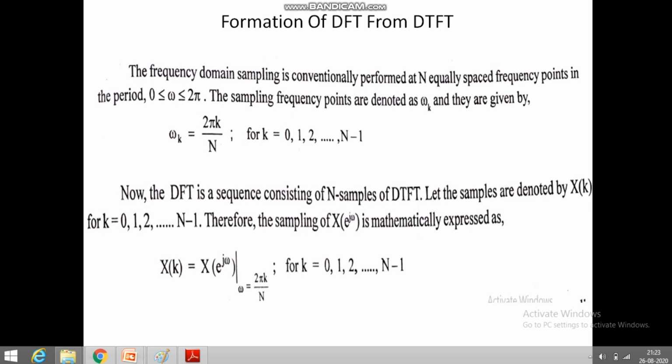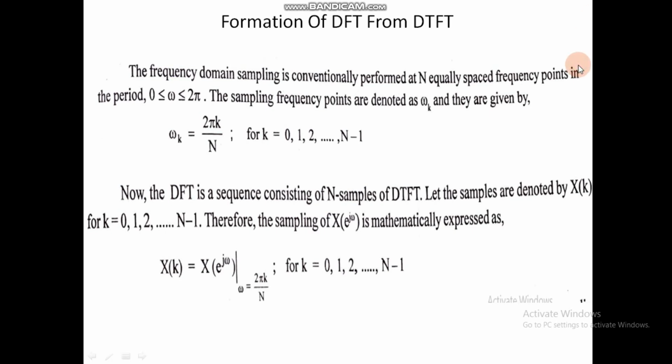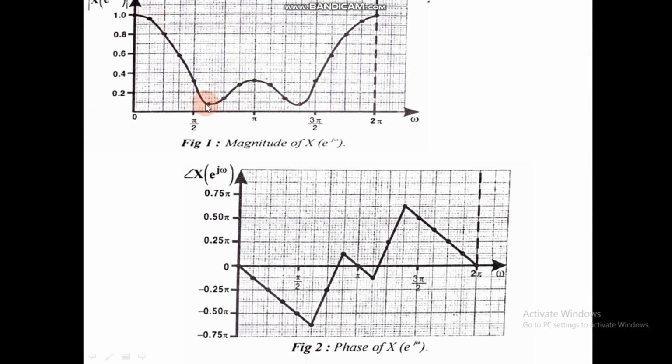In this video, we are going to deal with the formation of the DFT from DTFT. The frequency domain representation of a discrete time signal obtained using discrete time Fourier transform, that is DTFT, will be a continuous and periodic function of omega with periodicity of 2 pi. This is explained earlier, and we have also shown the phase spectrum and the magnitude spectrum, and these have a period of 2 pi.